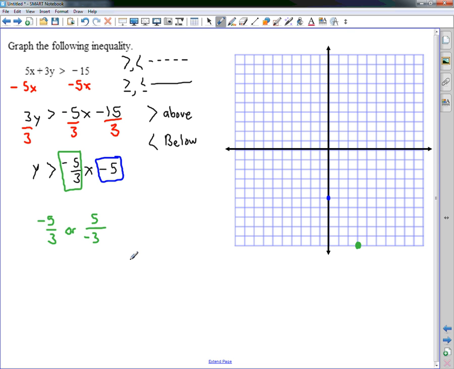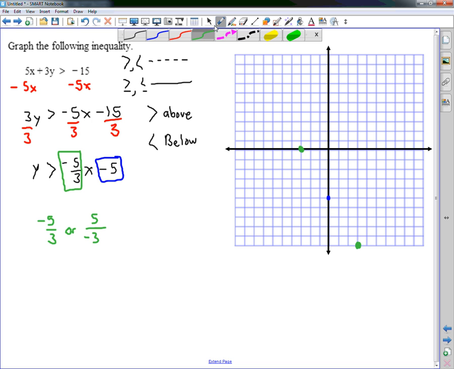That's a second point. Or we could have used 5 over negative 3, and all that means is the 5 on top is telling me go from the slope, go up 5, and then the negative 3 is left 3. So you can see how it's still going to be along that same line.